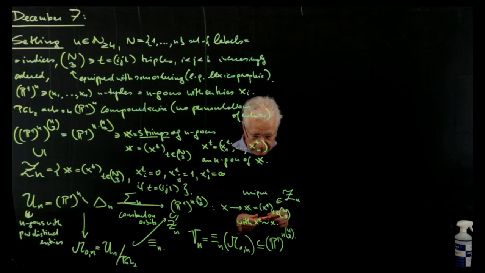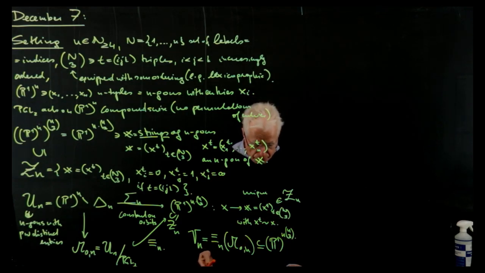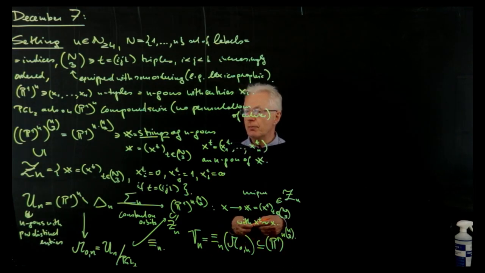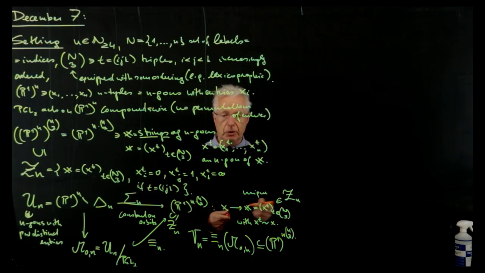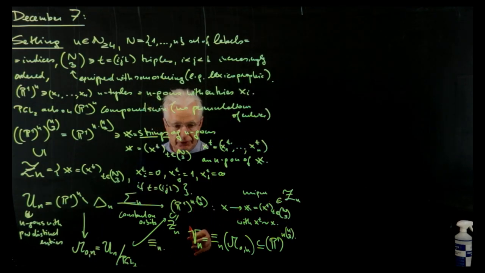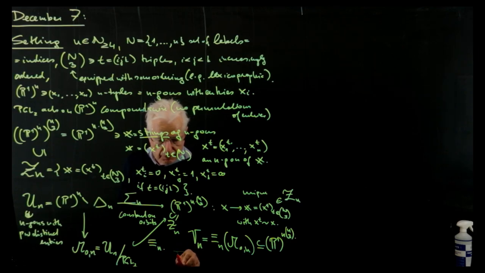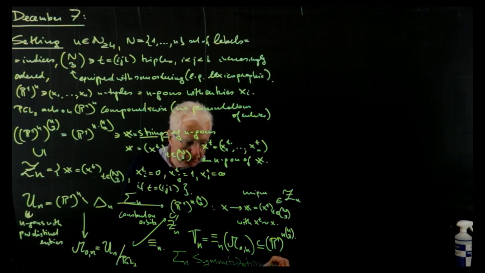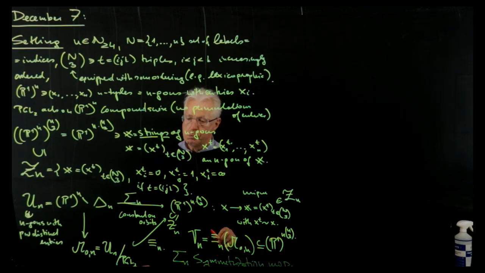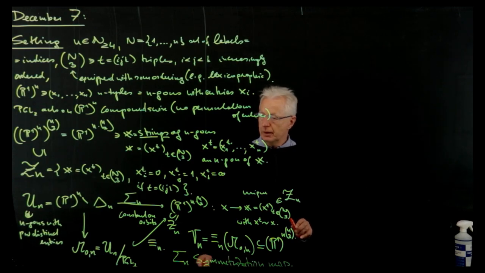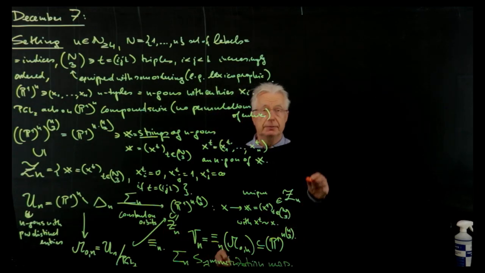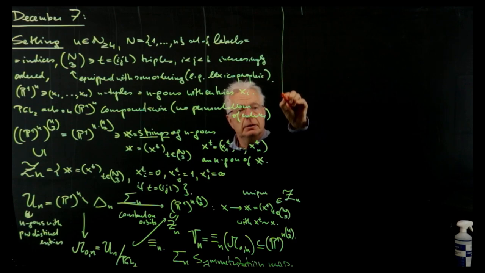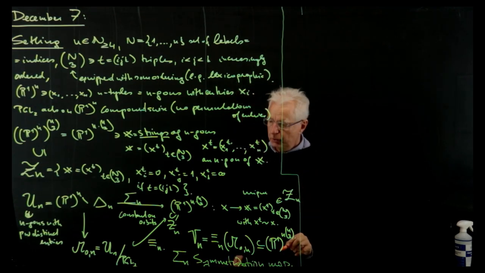Here we are. So this sigma_n, we call it the symmetrization map, or xi_n, symmetrization map. And of course, xi_n is well defined. So we need one more thing.